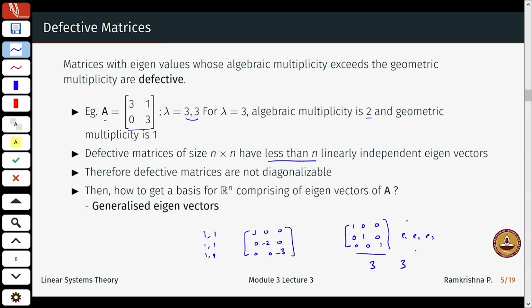Okay. Now, what do I do with matrices which, say for example, have n minus 1 independent vectors? These are called defective matrices, and therefore they are not diagonalizable in the standard way. So we need to find a way around this. Is there something that I can do here, right? To get a basis, we use what are called generalized eigenvectors. Okay, what does this mean?